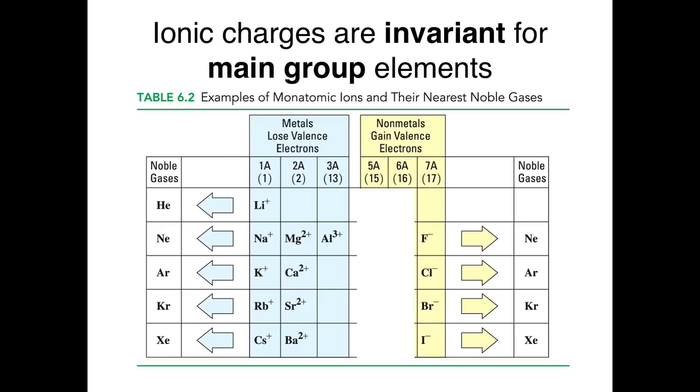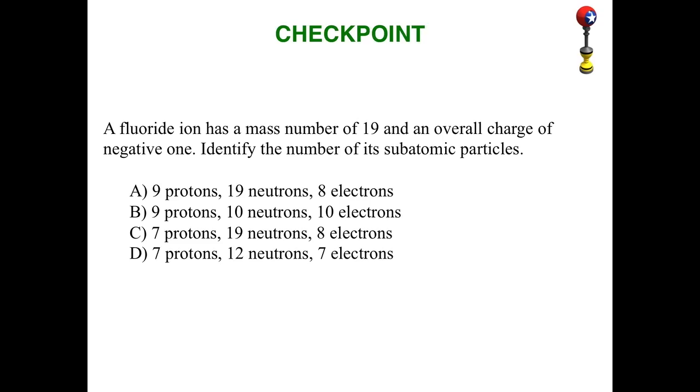Bromine will gain 1 electron to look like krypton, becoming a bromide ion, Br-. So you get the pattern. If you're in 6A, you have 6 electrons, so you need to gain 2 electrons, so you will always be 2-. And if you're in 5A, you have 5 electrons, so you want to gain 3 electrons, so you will always be 3-. All right, let's go for a checkpoint.